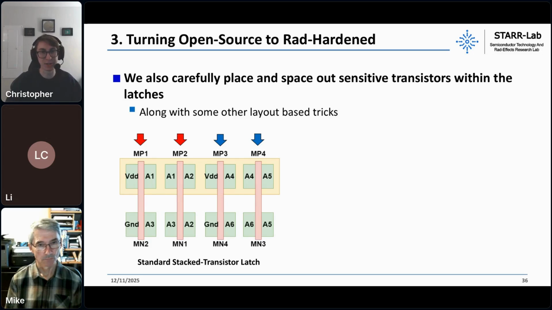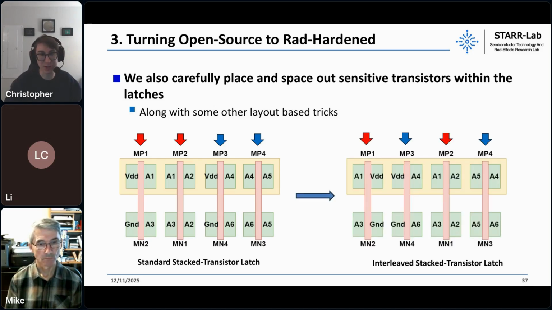But not only do we change the schematic of the flip-flops and the way they're storing the bits, we also do some layout-based techniques. So in the standard cell design, the placement of the transistors we're also modifying. For example, for a standard stacked transistor latch, you might put all the transistors in a sequential order. So you'll see that those A1 nodes or A3 nodes are right next to each other, but it's maybe not that great because if a particle hit right in between them, or a particle comes at an angle and strikes both those nodes at the same time, you could probably get a transient that's large enough to then upset the cell. So instead, we try to space some things apart.